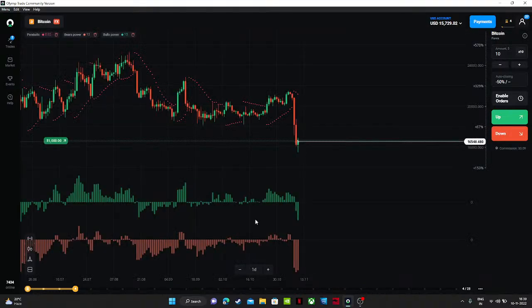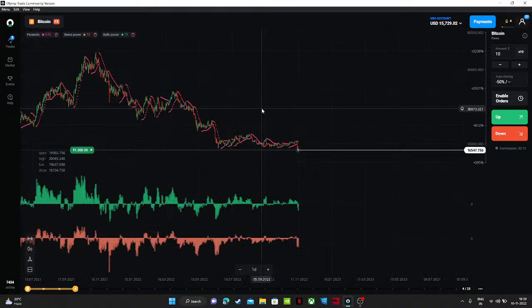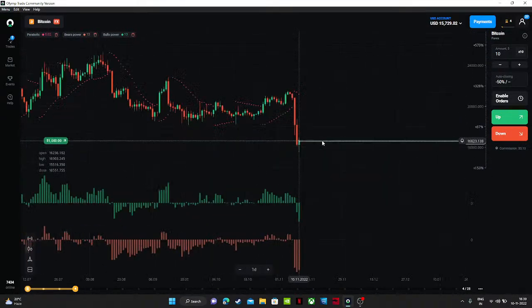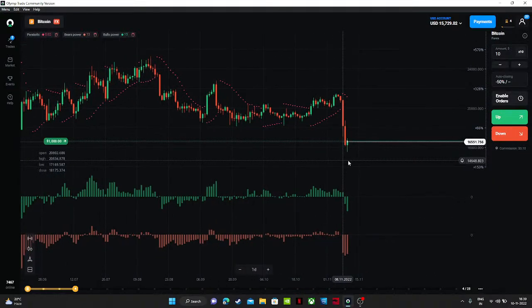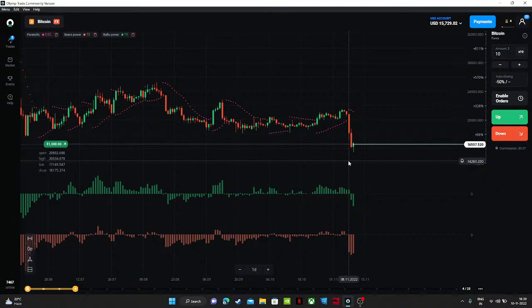So it might be a good opportunity. Value investors might know what I'm talking about here. So Bitcoin, the most expensive cryptocurrency, is available at a very discounted price at this point. So you might want to make your investments into Bitcoin. This is the right time to do so.